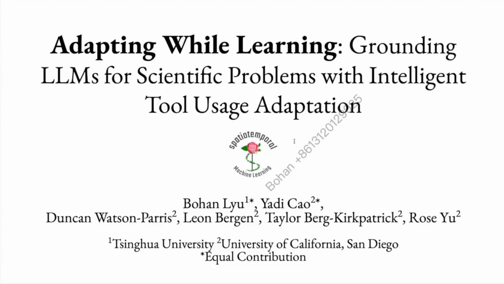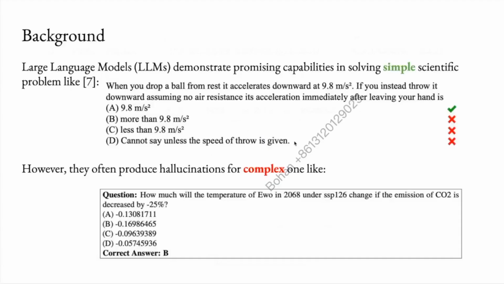The title of our project is Adapting While Learning, Grounding LLMs for Scientific Problems with Intelligent Tool Usage Adaptation. Let's first talk about the background. As we already know, large language models such as GPT or Llama series have shown remarkable potential in scientific domains, from answering textbook problems to contributing to research.